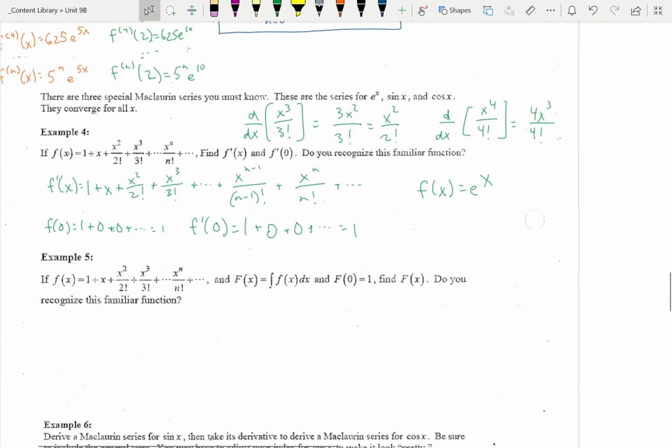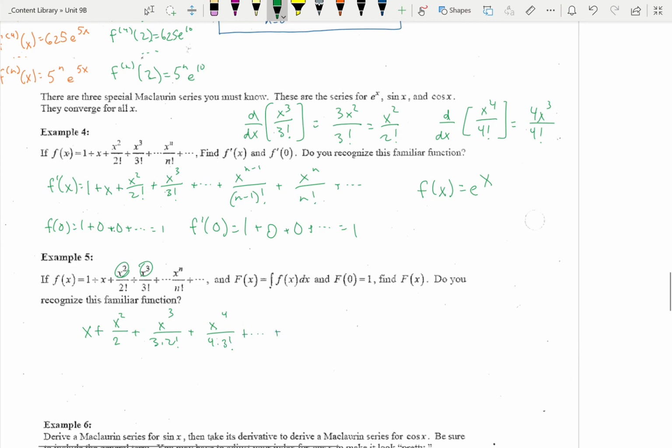E to the x is a magical function that when you take its derivative, you get itself back again. And if we try that for this next one, this is the same function, but this time instead of differentiating it, we're going to integrate it. So this 1 is going to become x. This x, well, we'll bump the exponent up by 1, and we'll divide by the new exponent, so we'll divide by 2. And then this next term, this x squared, we're going to have x cubed, and we're going to divide that by 3. But we already had a 2 factorial down there in the bottom. And then this x cubed is going to turn into an x to the 4th. We'll put a 4 down here, but we already had a 3 factorial, so we'll keep that down there, etc.